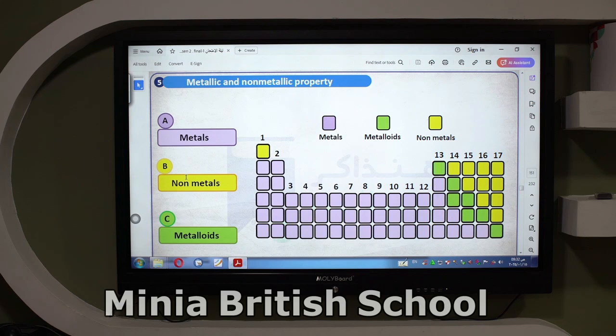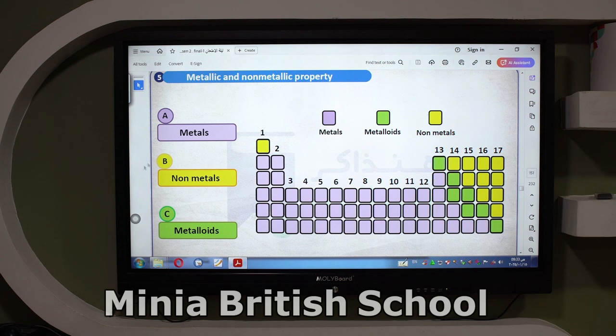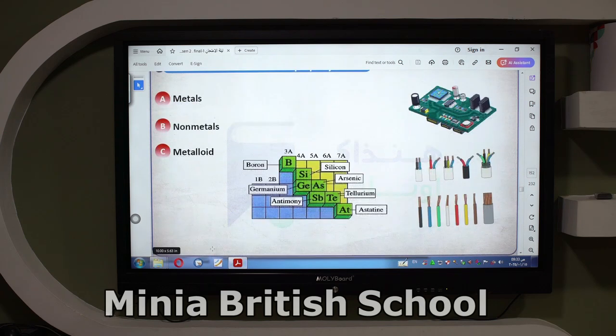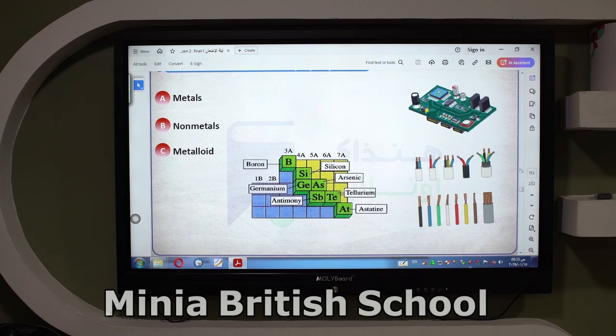Okay, so we will move to metallic and non-metallic property. All of the metals are located in these places in the periodic table, in purple color, and non-metals are yellow, and metalloids are green. Okay, but for metallic property, we have the strongest metals in group 1A. Metallic property decreases in the same period until we reach the metalloids, and non-metallic property increases. So metallic and non-metallic properties are opposite from each other. Metalloids have the same properties of metal and non-metal. Okay, these examples of metalloids are very important.